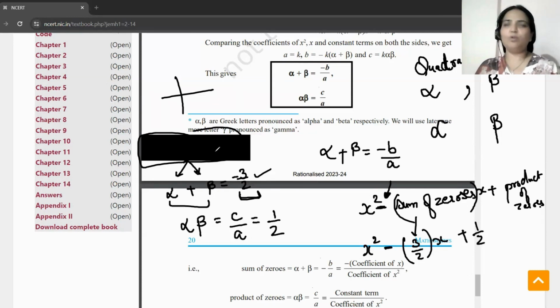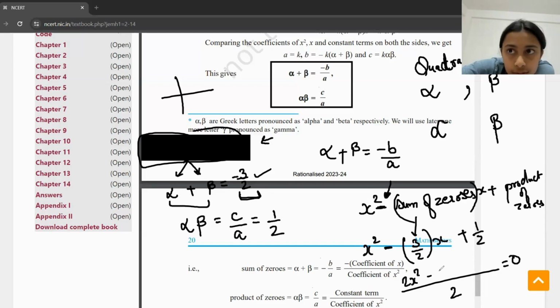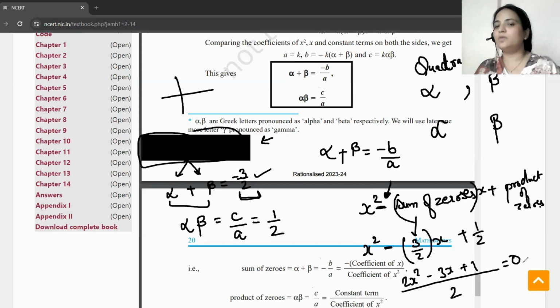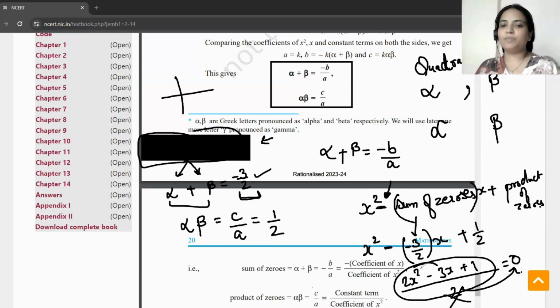Is this the same polynomial which I had hidden here? No, that's not. So what to do? Take the LCM of 2, and equals 0. Then 2x square minus 3x plus 1 equals 0. This gone there, 2 gone. Isn't this the same polynomial now? This is minus of -3 now. This is plus now. So yes, there is a minus here. And now see, this polynomial is back.